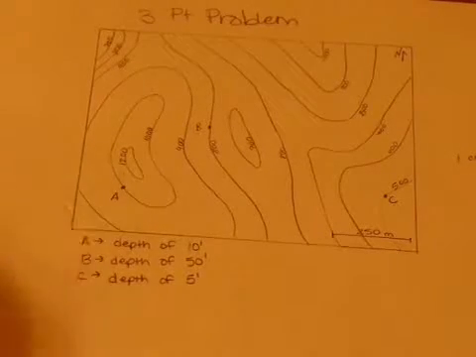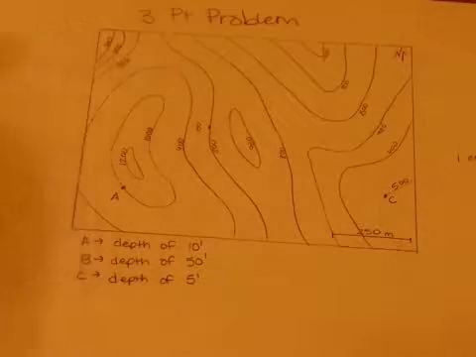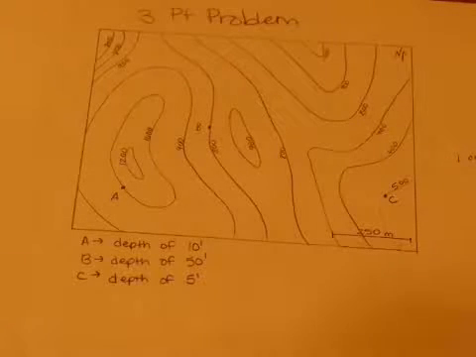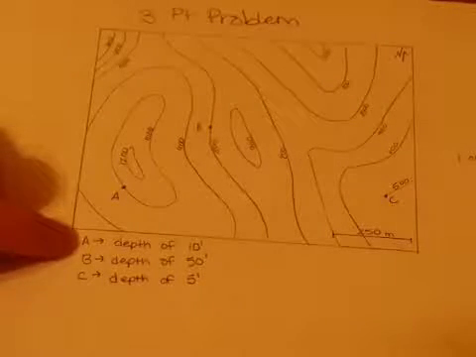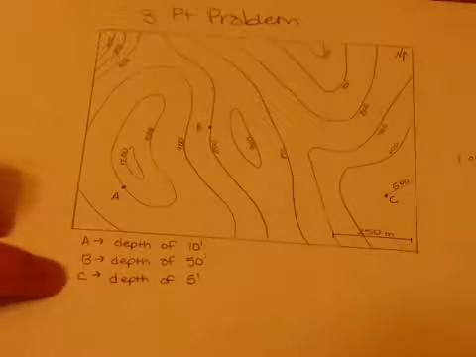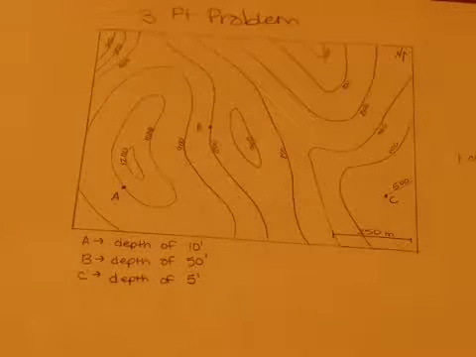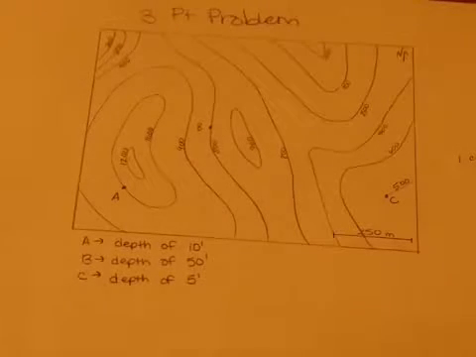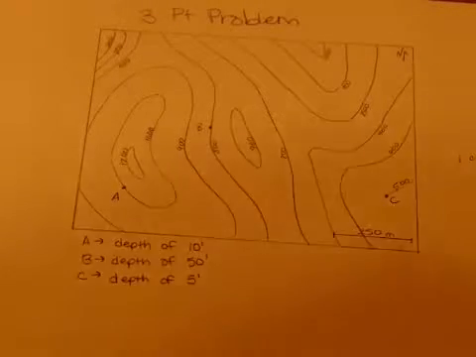The difference between the one that you're going to get assigned and the ones you might see on the internet is that the one you've been assigned says that you're drilling down to the depths to find A, B, and C. So here A is at a depth of 10 feet, B is at a depth of 50 feet, and C is at a depth of 5 feet. So the first thing that we have to do is find the actual depths of A, B, and C.